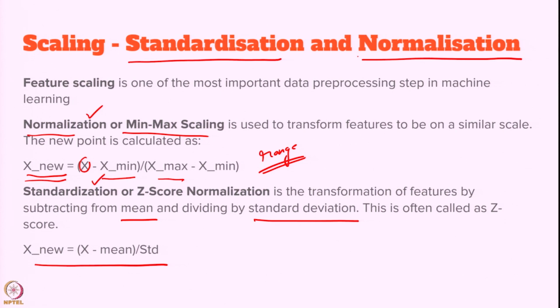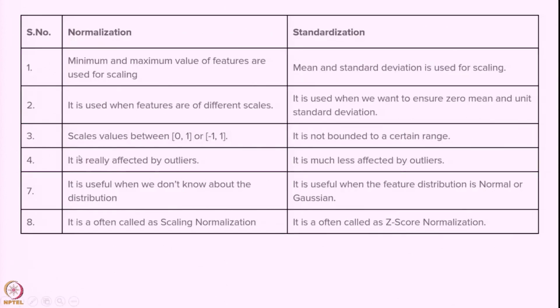Now what are the differences between normalization and standardization? There are quite a bit of differences. Normalization uses the minimum and maximum value of features for scaling. Standardization, as per the definition, uses mean and standard deviation. Normalization is used when the features are on different scales, but standardization is used when we want to ensure zero mean and unit standard deviation. Also normalization always scales between a range. That range you can define, or based on what you require we can specify. But standardization is not bounded to any certain range.